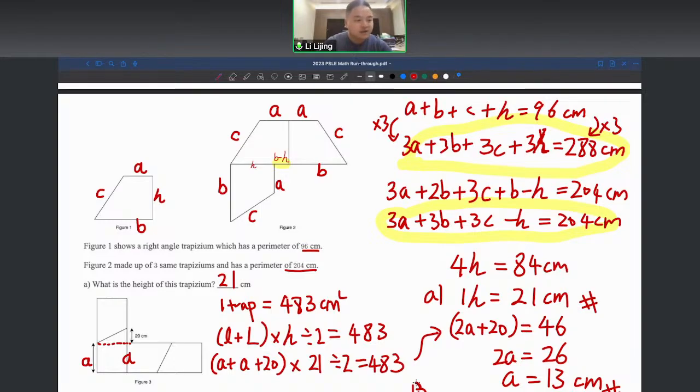So after I went through this question, you can see that it's actually not that difficult. It's just that the phrasing of the question makes it look very long-winded. Therefore, it seems difficult.